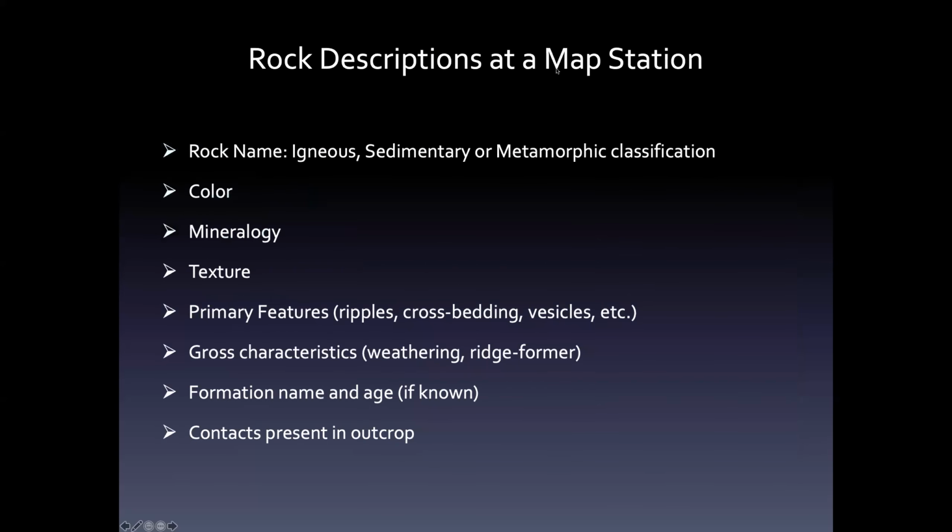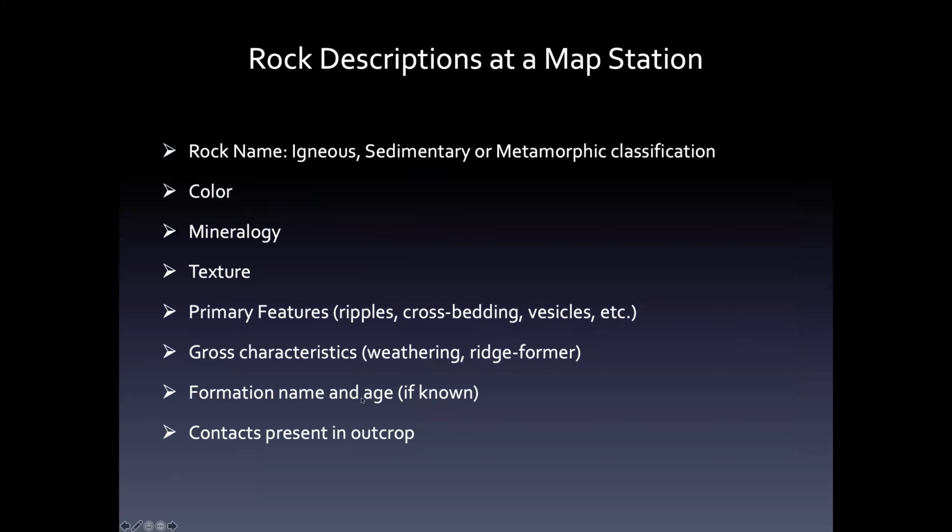Some of the rock descriptions at your map station. What is the rock name? Is it igneous, sedimentary? Is it metamorphic? You want to know the color, mineralogy, texture, primary features, ripples, cross bedding, vesicles, etc. Growth characteristics. What does the weathering look like? Is it a ridge former? Is it a slope former?